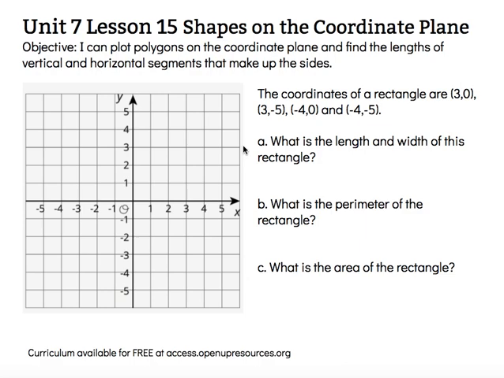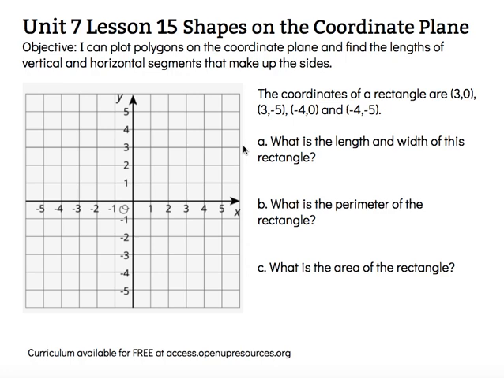We're looking at Unit 7, Lesson 15, Shapes on the Coordinate Plane. The objective says I can plot polygons on the coordinate plane and find the lengths of vertical and horizontal segments that make up the sides. The coordinates of a rectangle, which is a polygon, are (3, 0), (3, -5), (-4, 0), and (-4, -5). What is the length and width of this rectangle?